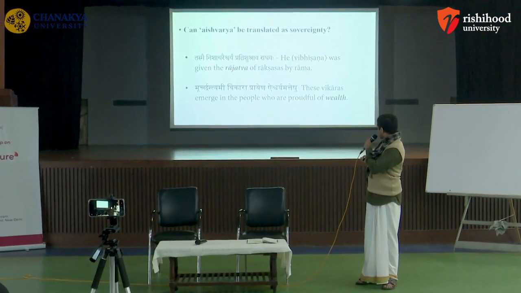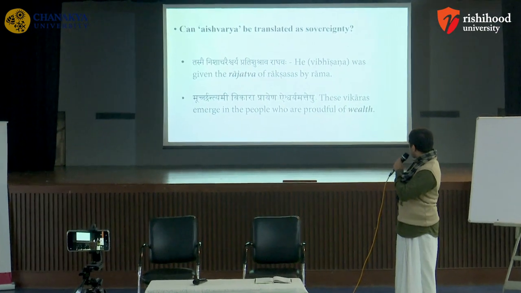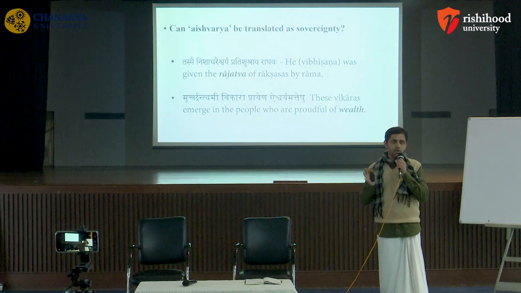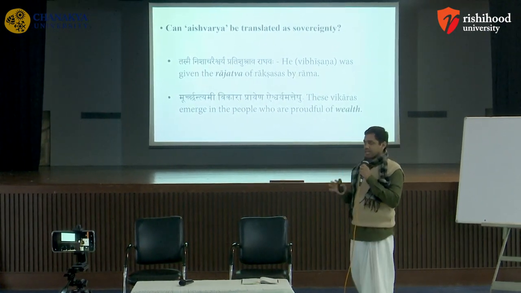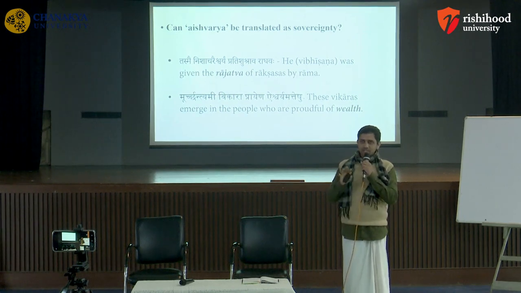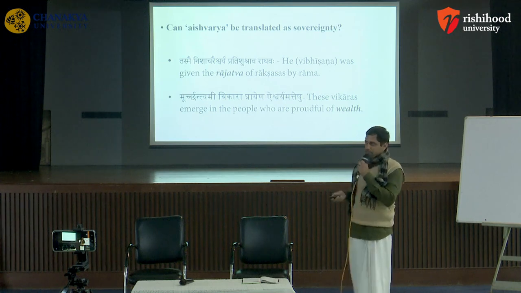And in the second sentence, the vikaras emerge in people who are proud of wealth. In this sentence, Aishwarya is used in the sense of wealth. In Hindi also, I think we use it in the same meaning. Aishwarya as wealth is a very well-known meaning. The same is also in Sanskrit. And there's one more meaning, Rajatva. But we don't know what Rajatva is here. Whether it is sovereign power, it is difficult to say just by this usage.